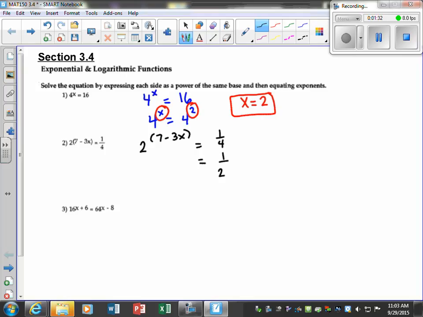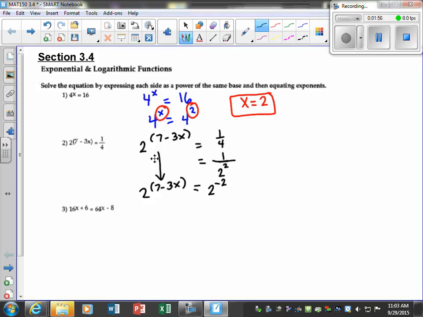So 4 is 2 squared, right? And how can I rewrite 1 over 2 squared in the numerator? 2 to the negative 2 power, right? Good. So then now let's bring this side down as is. So that gives me 2 to the 7 minus 3x power.